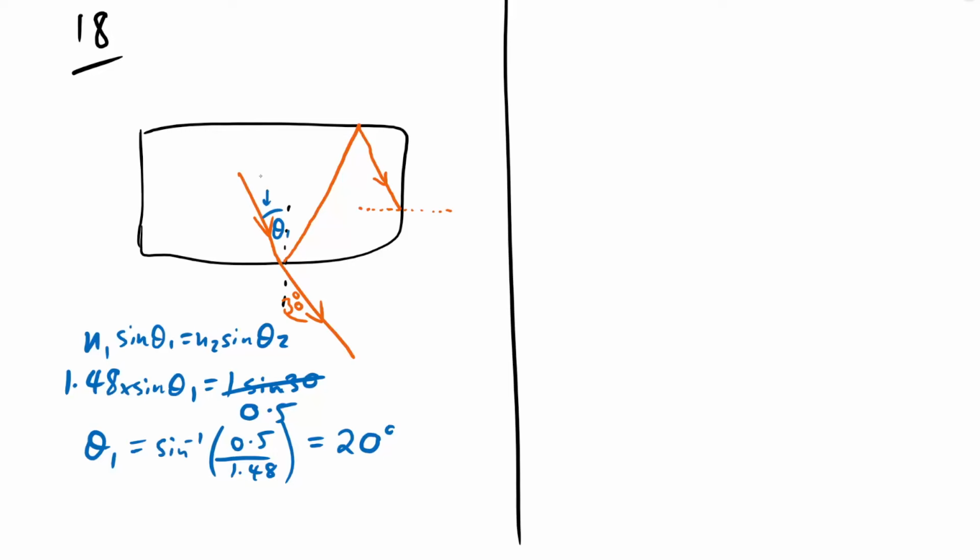So that's 20 degrees there. So if that's 20 degrees there, then this by definition also has to be 20 degrees, but that's not our angle of incidence going in, it's this angle here, so that's going to be 70 degrees. So the answer is D.